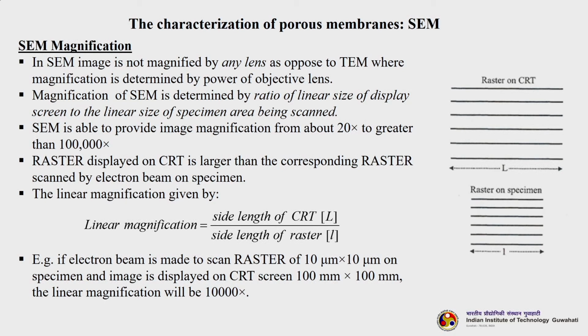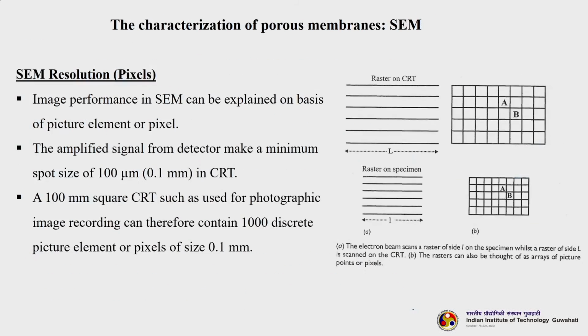So, the linear magnification is nothing but the side length of the CRT divided by the side length of the specimen raster, L. For example, if the electron beam is made to scan a raster of 10 micron by 10 micron on the specimen, and the image is displayed on a CRT of 100 mm by 100 mm, then the linear magnification will be 10,000x.